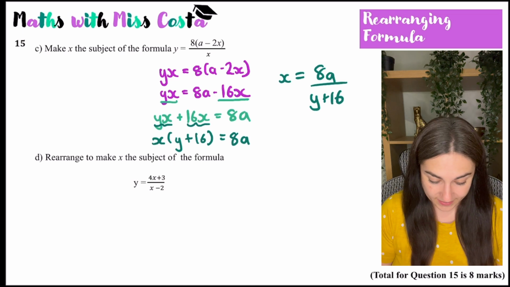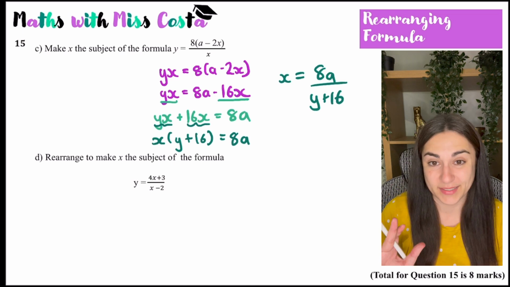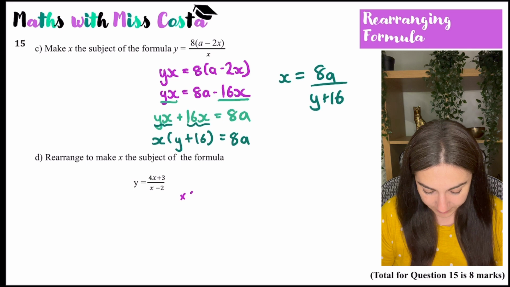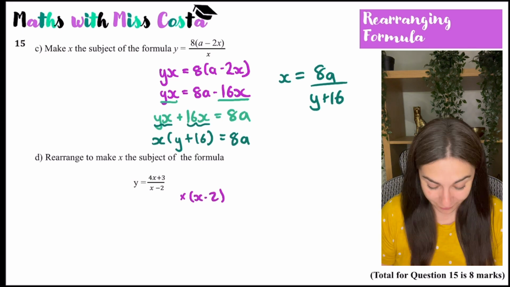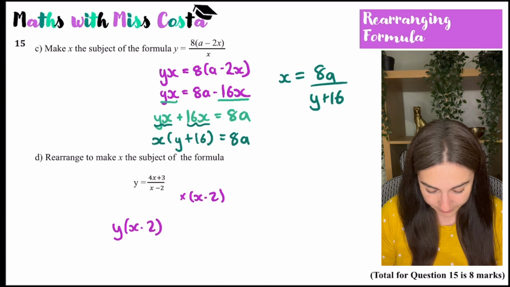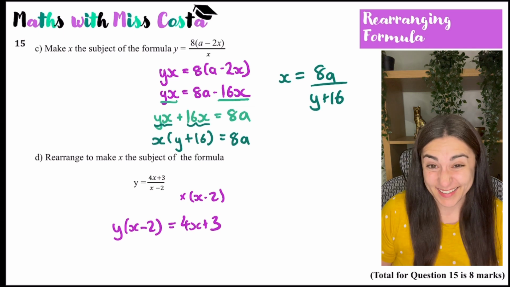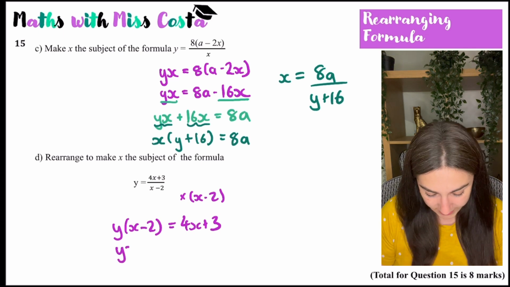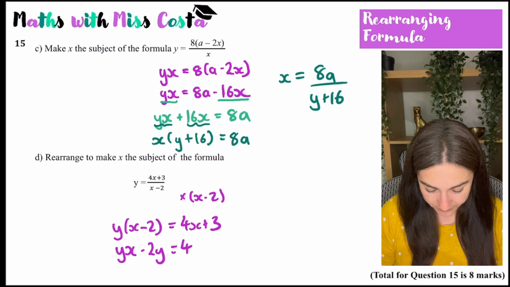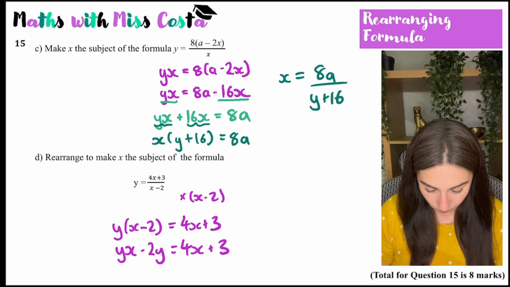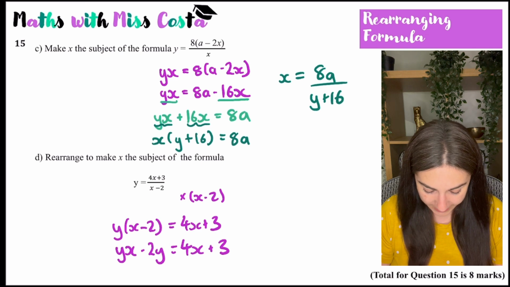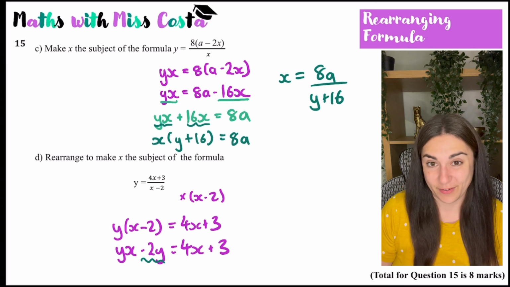So let's try that with a slightly harder one. Same principle though. So times both sides by the denominator, because that's what you want to do so that you don't have a fraction. So y multiplied by x minus 2 equals 4x plus 3. We're going to have to expand this because x is the term that we want. So yx minus 2y equals 4x plus 3. Remember that you're going to want both of your x's on one side. And I'm going to move the y over here because otherwise everything's going to be negative.